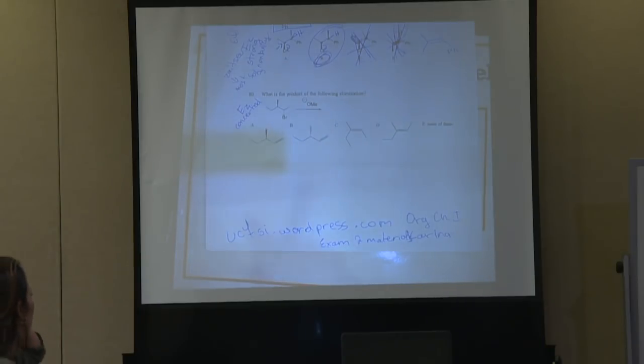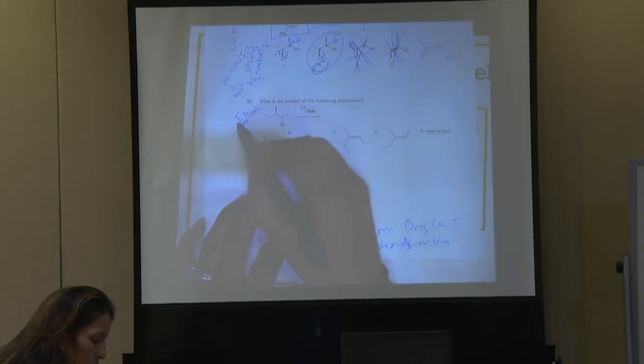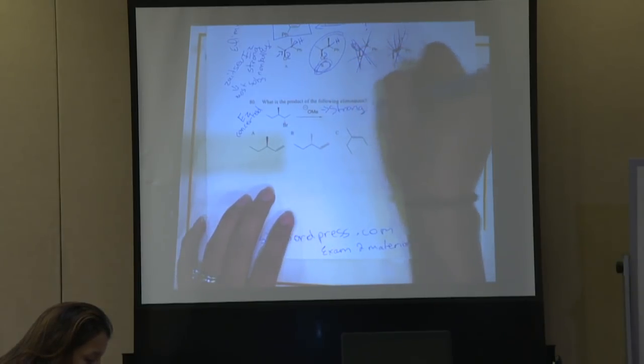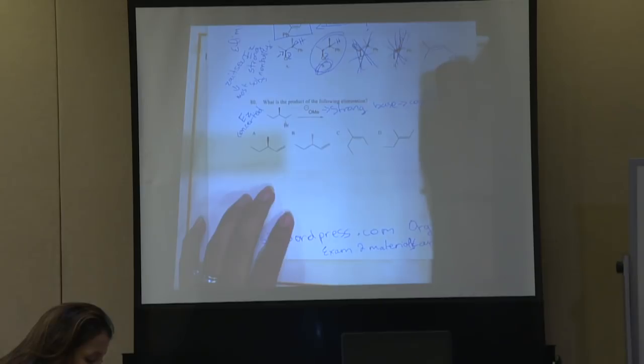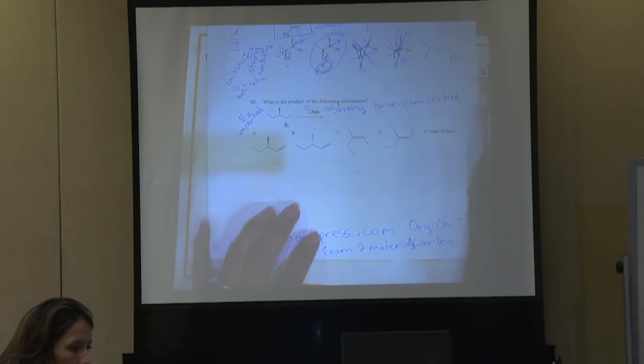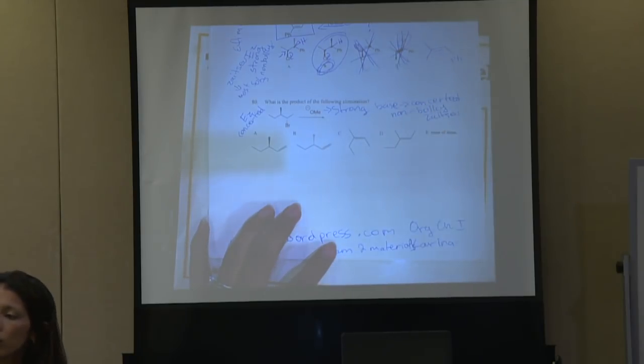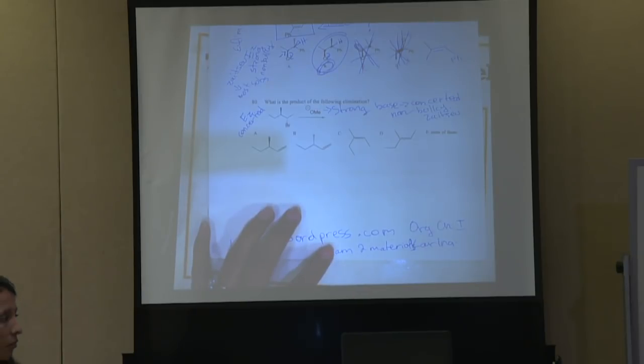Okay? All right. So we said E2 because this is a strong base. So we said it's concerted. And we said, is this a bulky base or non-bulky? Non-bulky. So what does that tell us in terms of the product? Zaitsev? So if it's a non-bulky base, it favors what kind of product? Zaitsev. What does Zaitsev mean? More substituted.